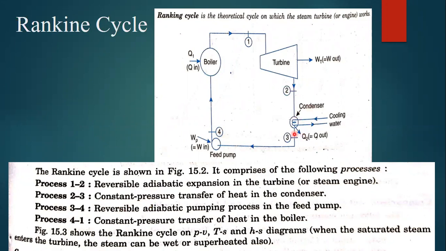Since this process is in the condenser, at the condenser, that is from process 2 to 3, it is going to be within the condenser, which is isobaric heat rejection.